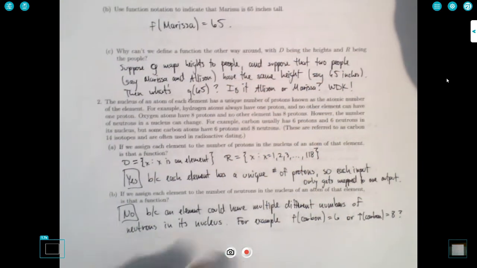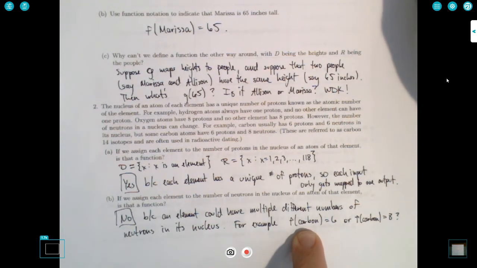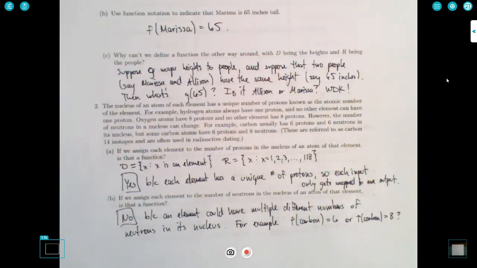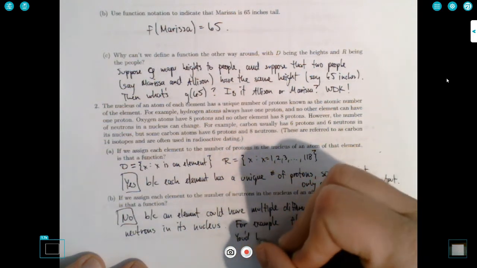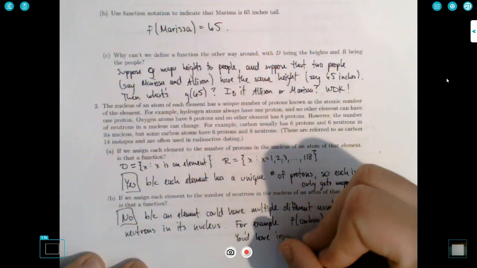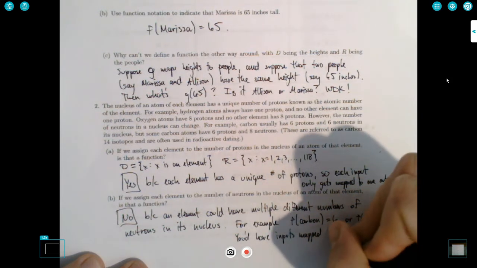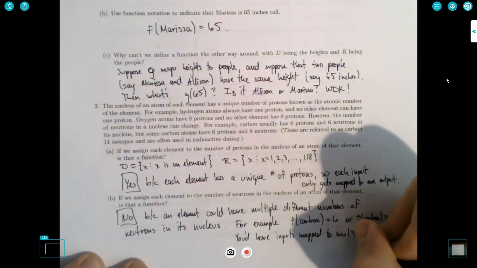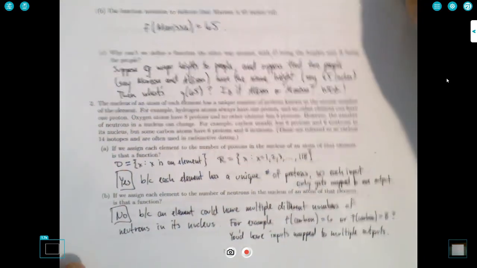So no, this one's not a function because you'd have an input getting mapped to two different outputs, right? So you'd have inputs mapped to multiple outputs, right? So it's not a function. Okay.